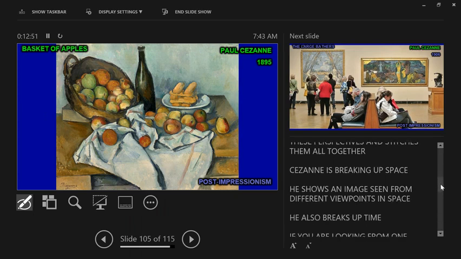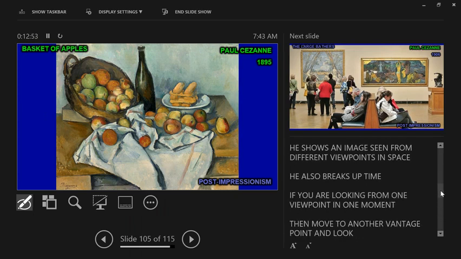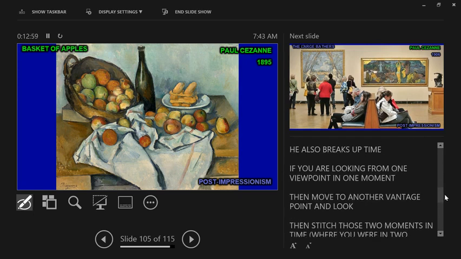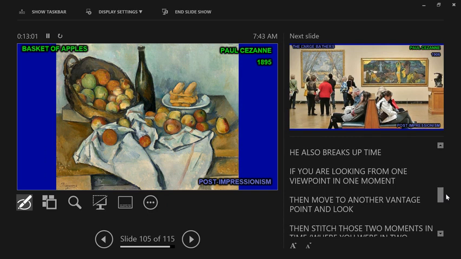So Cezanne is breaking up the space, and he shows a different image seen from different viewpoints. And it's also like he's breaking up time. And here's why I talk about this painting as a time machine. He's taking multiple times where you've been at different points of view and stitched them into one flat image, and then it's multiple points in time put together.